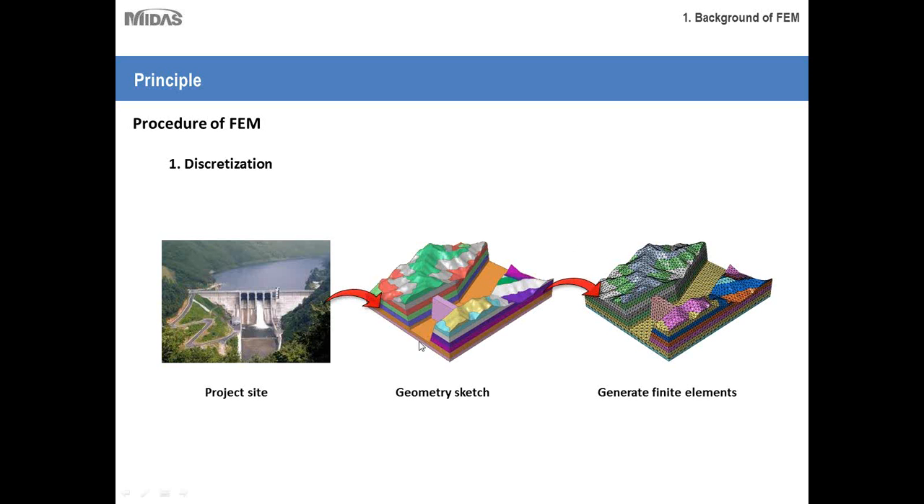Now once this geometry is generated, you have to divide it into different layers using solids, and once you have the solid geometry ready, you have to divide these solids into finer elements called finite elements. This process of dividing the solid into a finer mesh is called discretization. This is the key ingredient for your finite element analysis approach.